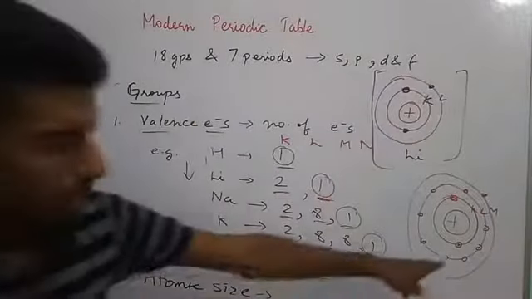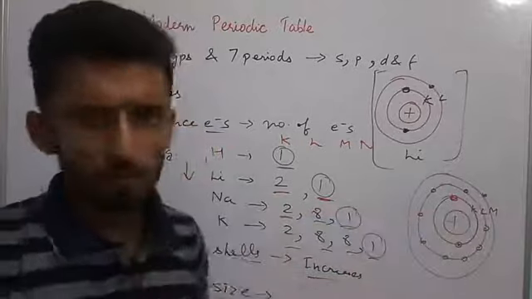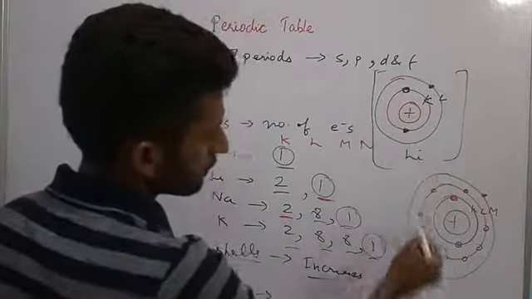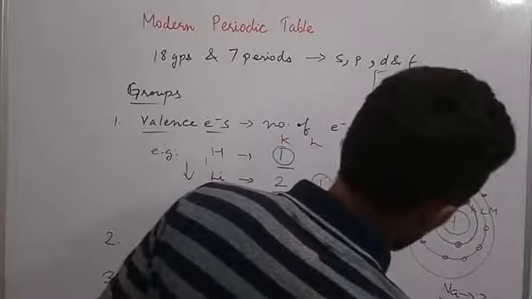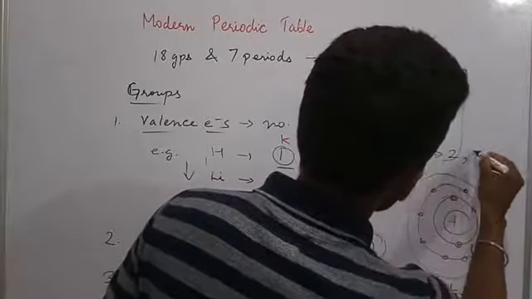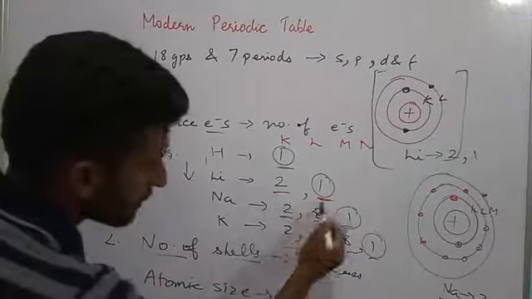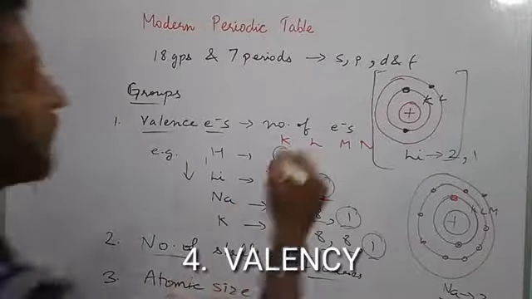So you can see here, as number of shells are increasing, the distance of the outermost electron from the nucleus also will be more. This one is for sodium, that is 2, 8, 1, and here it is for lithium, that is 2, 1. So as distance increases, number of shells increases, atomic size also increases. So down the group, number of shells are increasing at each level, so the atomic size also will increase. Next one is valency, very important point.